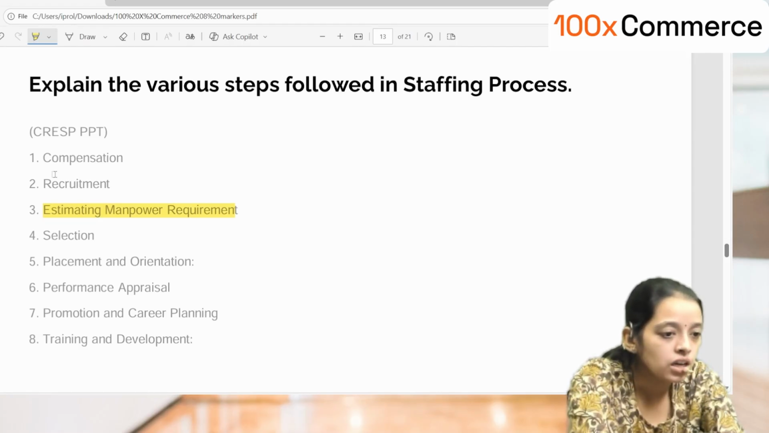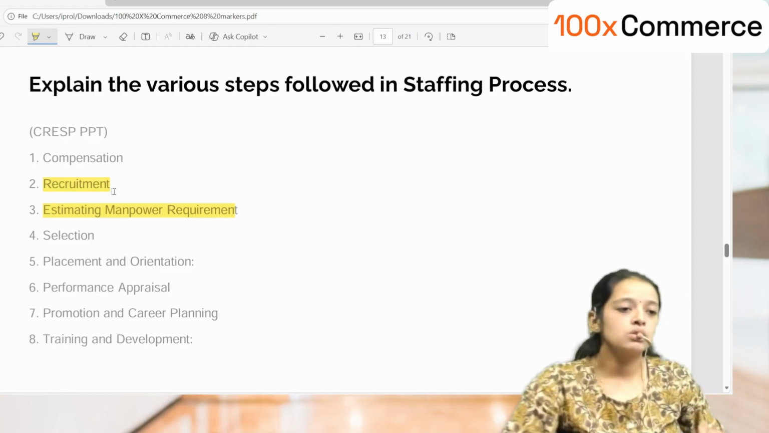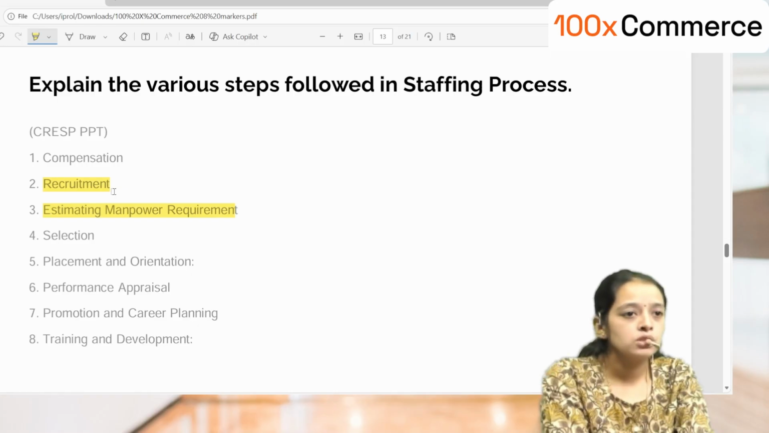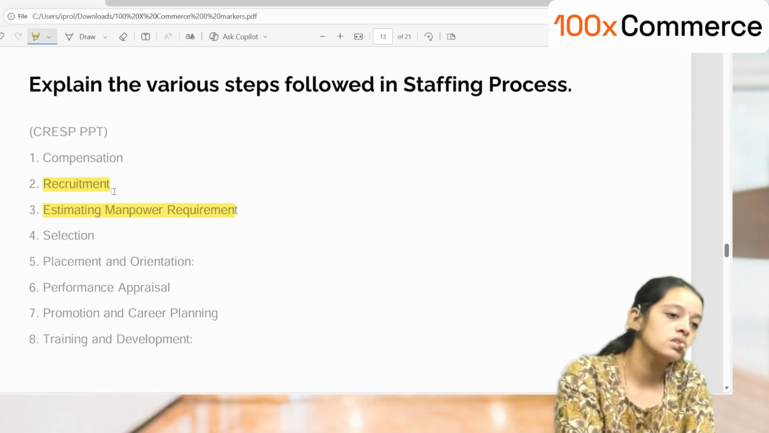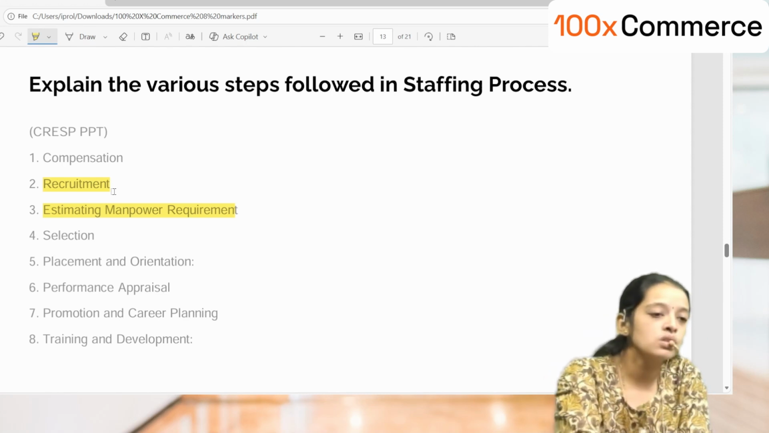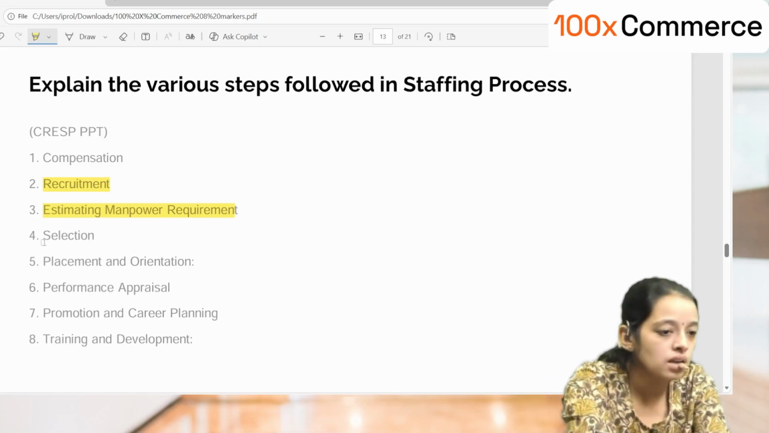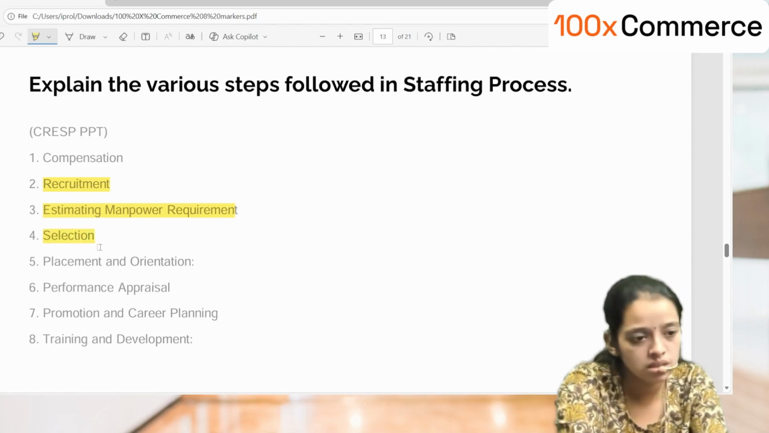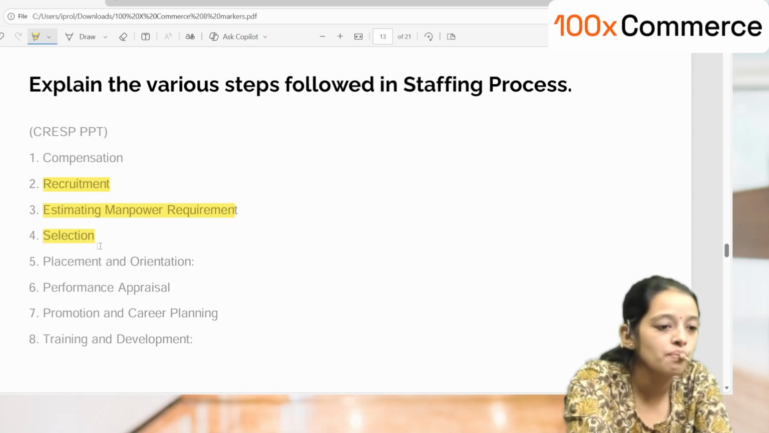Next comes recruitment. What does recruitment mean? Recruitment is nothing but attracting a prospective employee and stimulating him to apply for the necessary job that is vacant in your organization. This process we call recruitment. Next one is selection. Selection will be done based on various tests. Already you know that selection process. So the selection will happen.